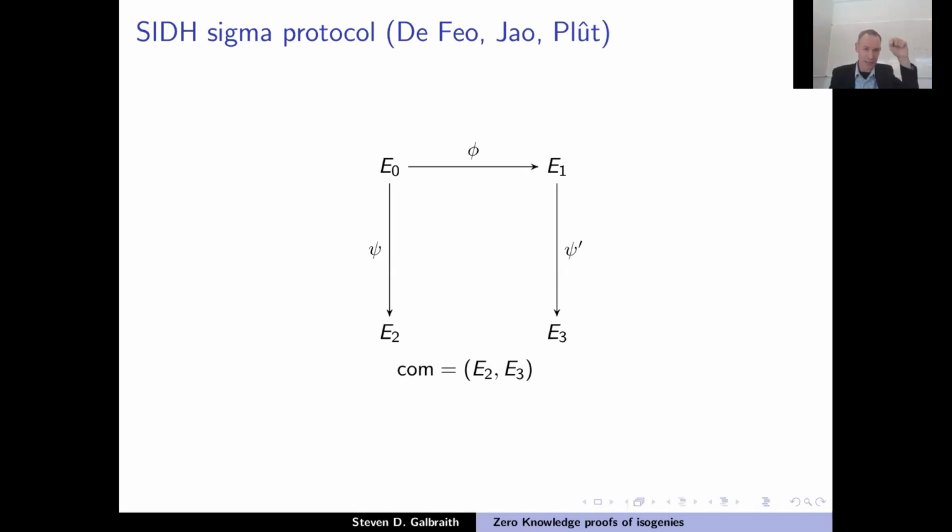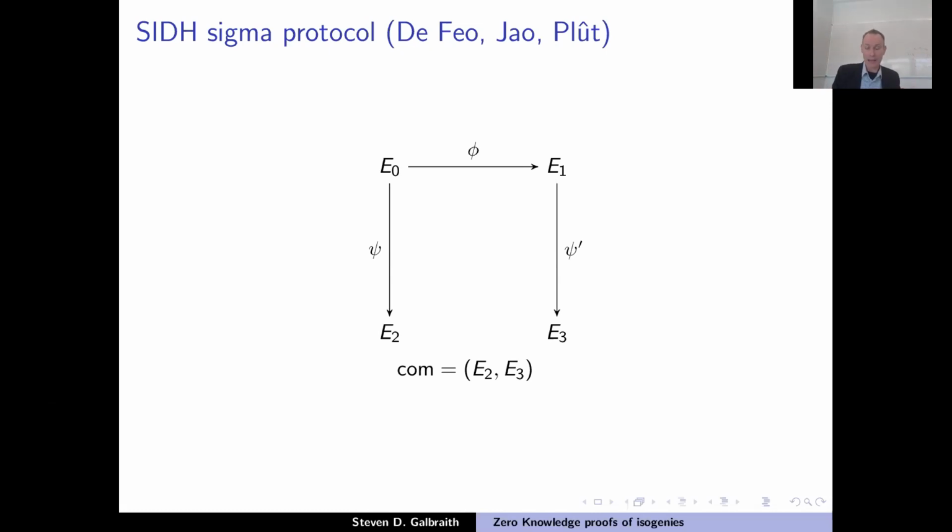So you've essentially chosen an arbitrary subgroup of E0 and computed the corresponding isogeny, and you've mapped that kernel across and computed the corresponding isogeny. And you've got 2 new curves, E2 and E3, and that's the commitment. All right, so the commitment is E2 and E3.